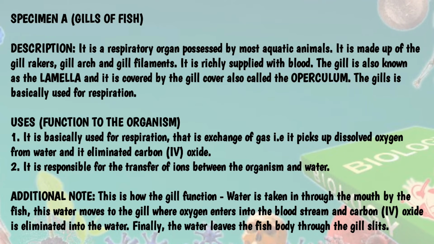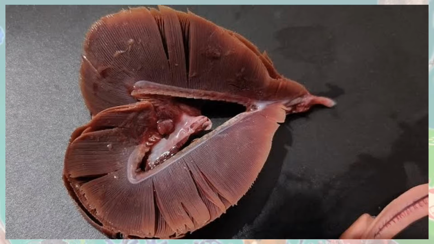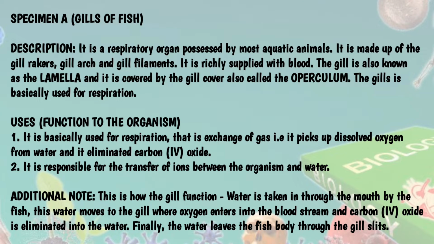So we'll begin with the first specimen, which is the gill of a fish. The gill is a red and finger-like organ which typically serves the purpose of respiration in most aquatic animals. In essence, it helps to absorb oxygen from dissolved water into the blood, and the blood then transports oxygen to other parts of the body. In doing so, it also removes CO2 from the blood back into the water for excretion.